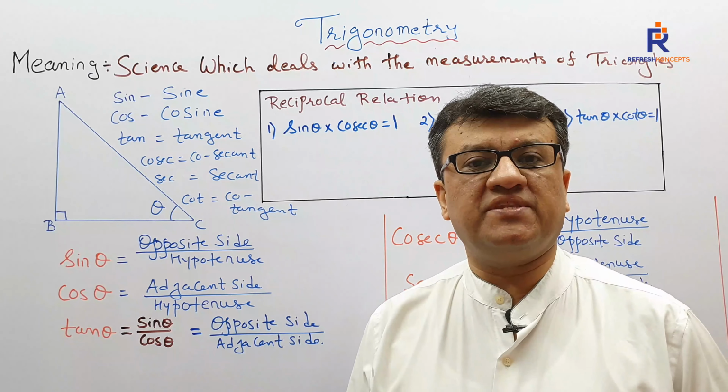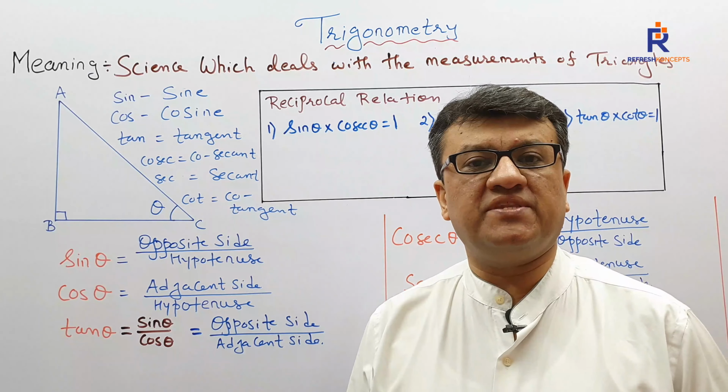It comprises 6 main ratios. According to me, there are only 2 main and the 4 are derivatives. That doesn't mean that I'm going to change the definition of trigo. I'm not here to say that trigo doesn't have 6 ratios. Trigo does have 6 ratios, but we'll see why I am saying that. According to me, there are only 2 main, the rest 4 are derivative. So what are the 6 ratios? Let's see. Sine, cos, tan, cosec, sec, cot.